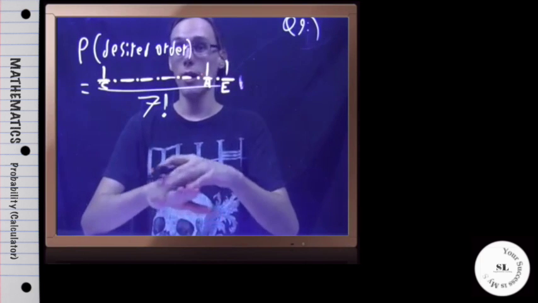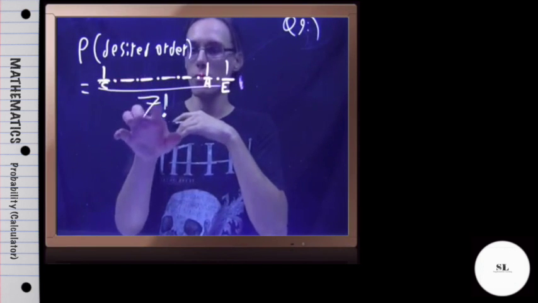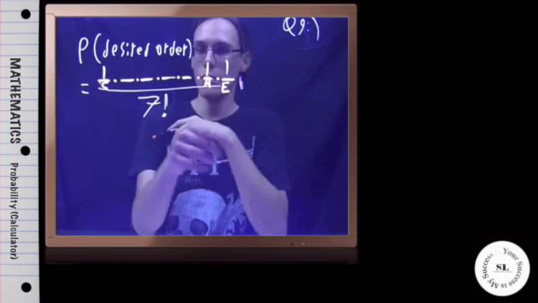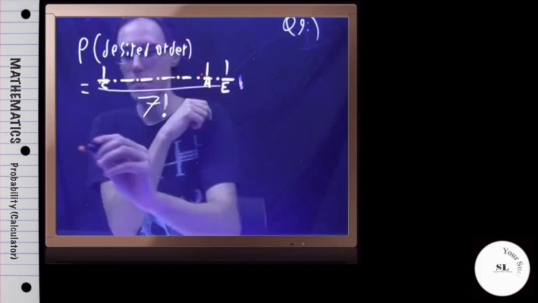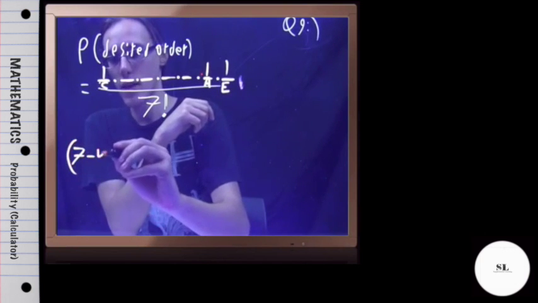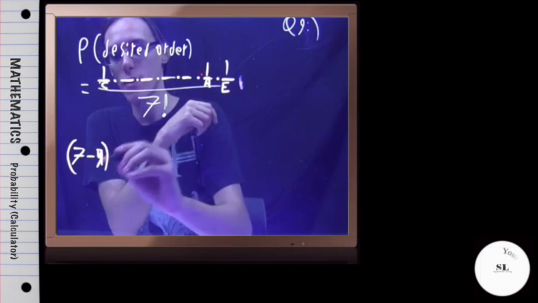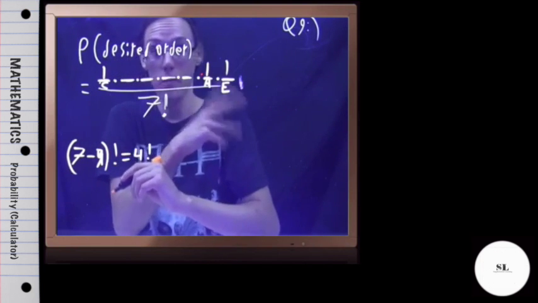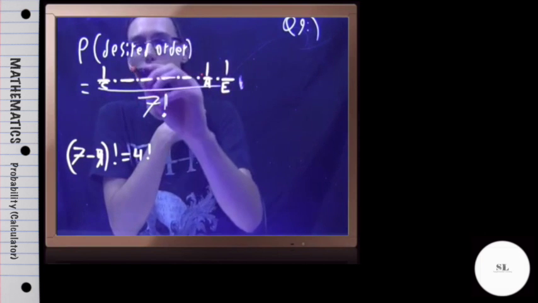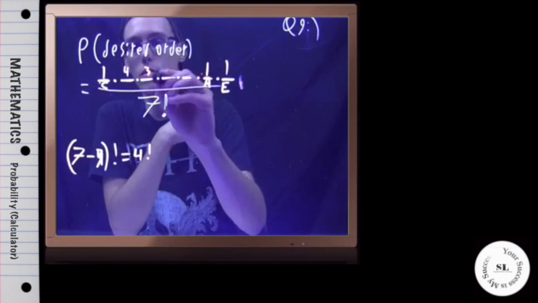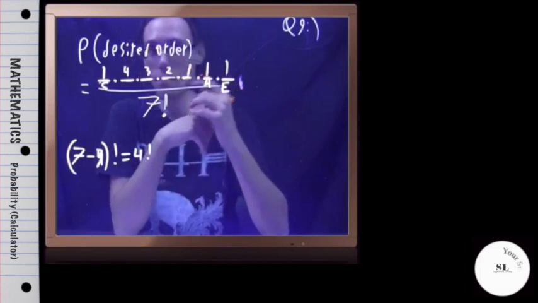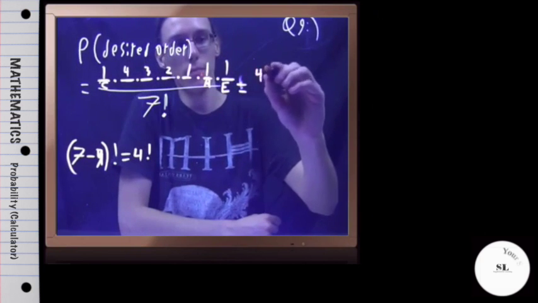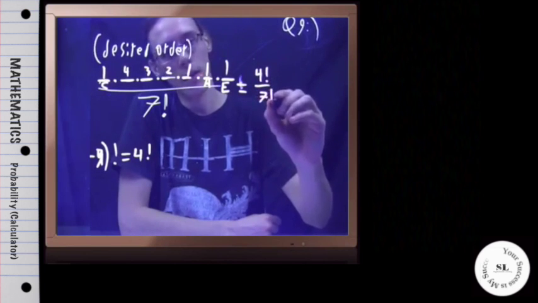Period. Okay, well, we had 7 choices of book. We placed 3 of them, so there's 4 left, right? 7 choices, take away 3. We get 4 factorial. But you can get that because all that's left is these 4 books. 4 times 3 times 2 times 1. So this whole probability comes out to be 4 factorial over 7 factorial.